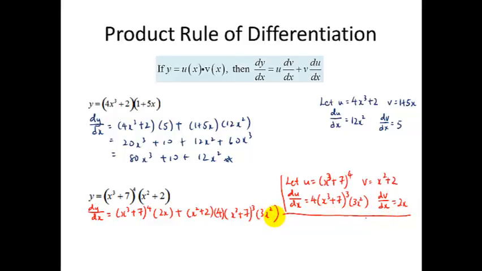Okay, now let's tidy things up a little bit. I'm going to do factorization. I look at the first term and the second term. I'm going to take out common factors. The first common factor I recognize is 2. 2 can be found here. 2 can also be found inside 4. So take out common factor 2. Next, x is also common. x is here. x can also be found here. Take out x. Another common factor is (x cubed plus 7) power 3.